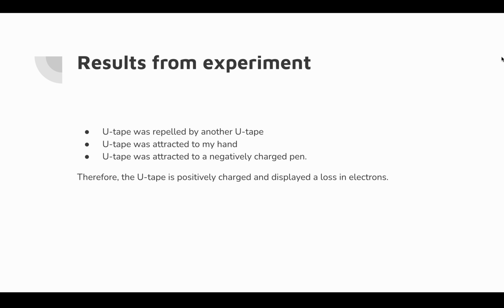So the results of the experiment were that the U tape was repelled by another U tape, the U tape was attracted to my hand, and the U tape was attracted to a negatively charged pen. And from this, we can conclude that the U tape is positively charged and displayed a loss in electrons because opposites attract and likes repel.